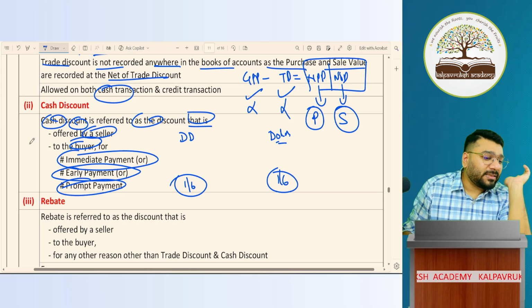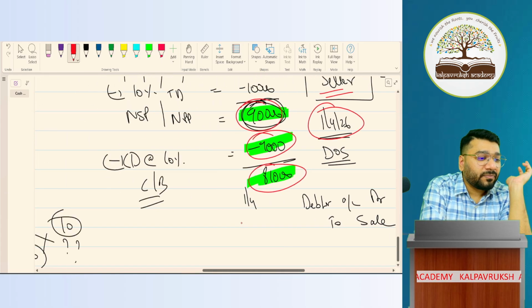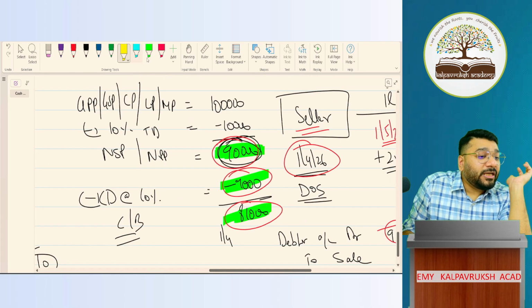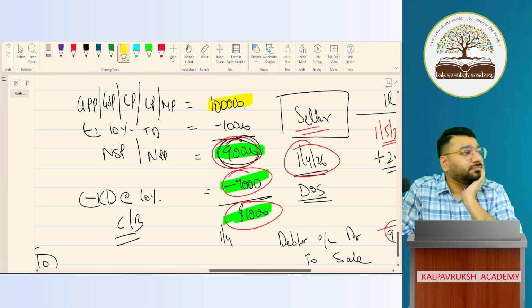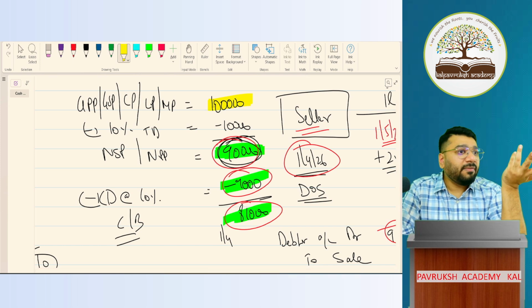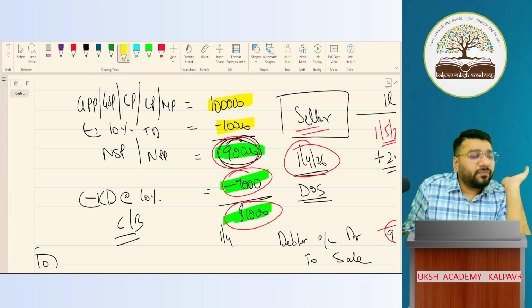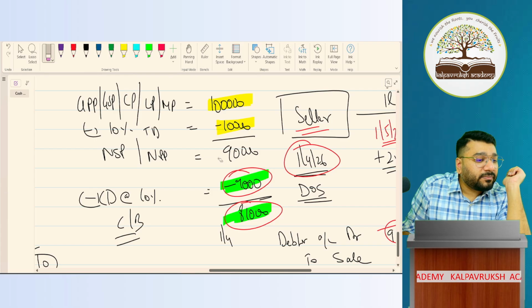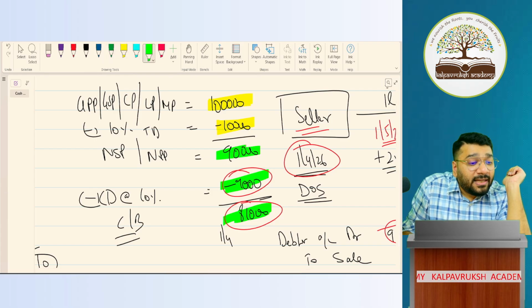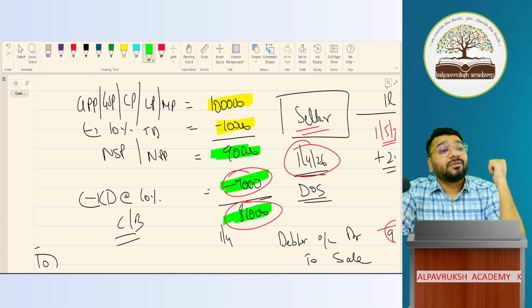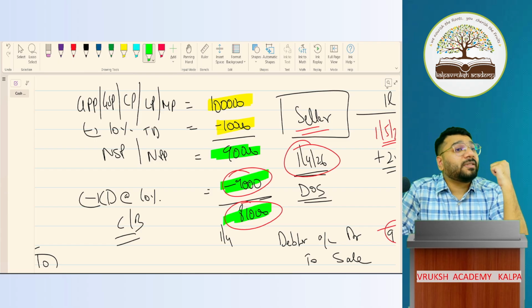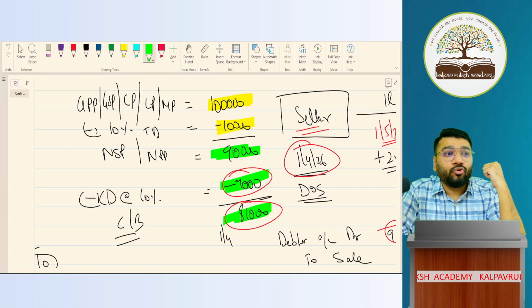So now what you are telling the customer is, look boss, I'm very happy that you've done a bulk purchase of 1 lakh. Since it is bulk purchase, normally we give a discount. So I'm giving a trade discount of 10,000. So what is the actual value of sale? 90,000. Now the buyer is asking how much credit period? 2 months.